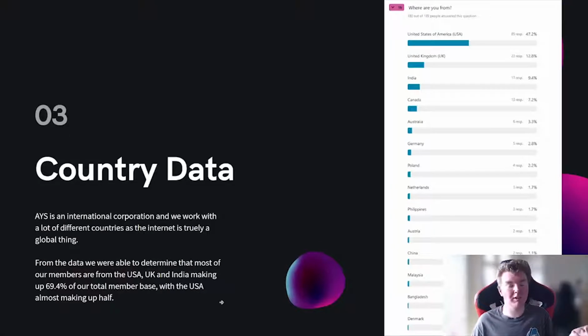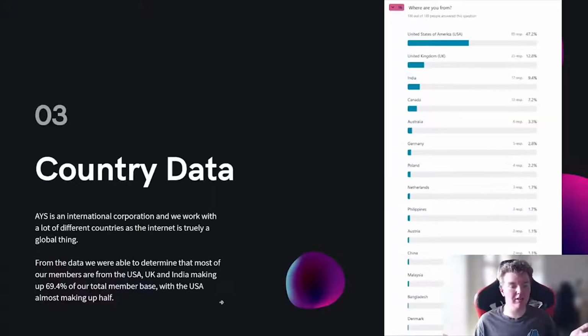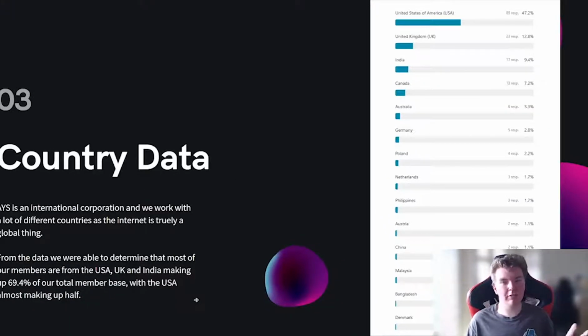So where are people from? Not Australia, obviously. I'm from Australia, but no one in iOS is from Australia. So we have USA mainly, then UK, India and Canada. They're really the main ones, not too much there. The three make up 69.4% of our member count.